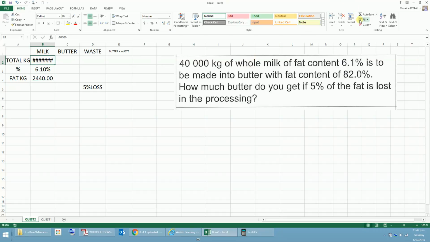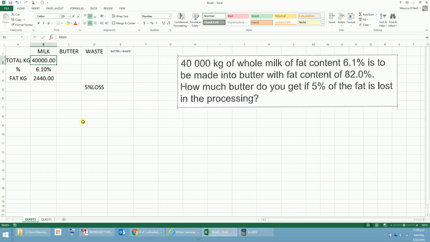I'm going to bump these up to 2 decimal places, and then auto fit the column width there like that, just to give it all to 2 decimal places. So that's our fat. Okay, but this time we lost 5%, so that's going to go over here in the waste column. We've lost 5%.